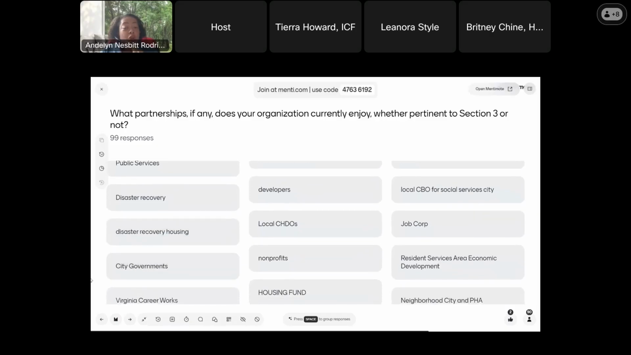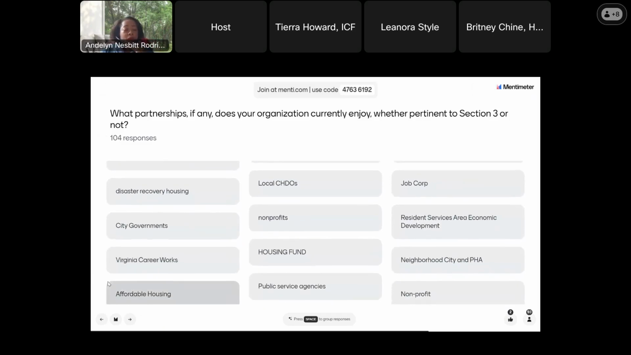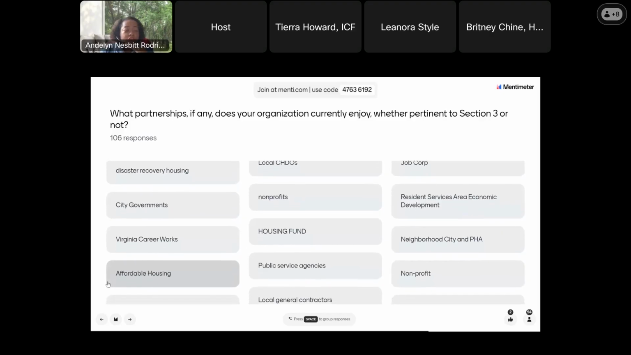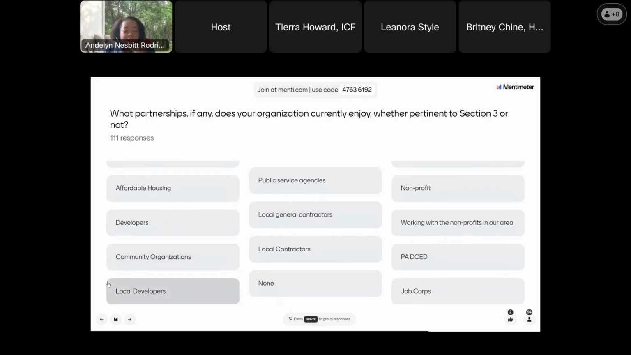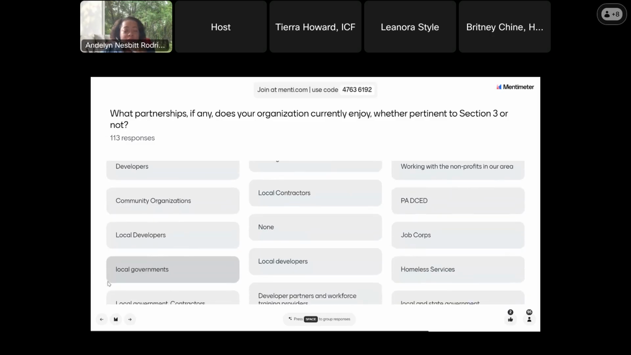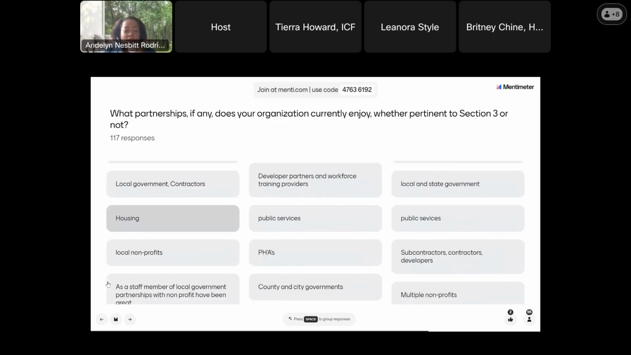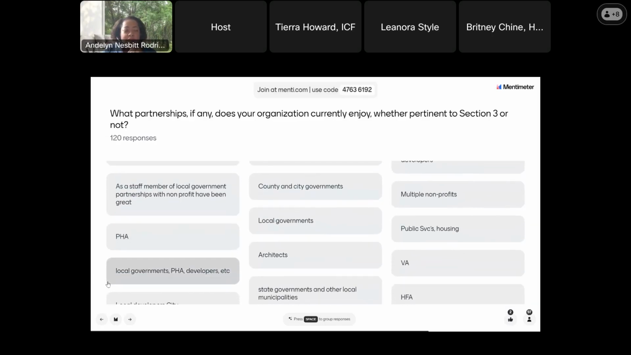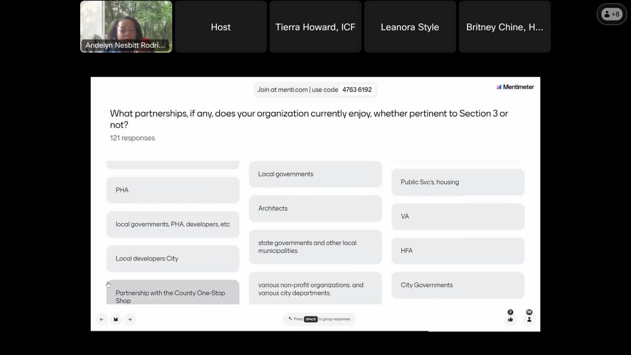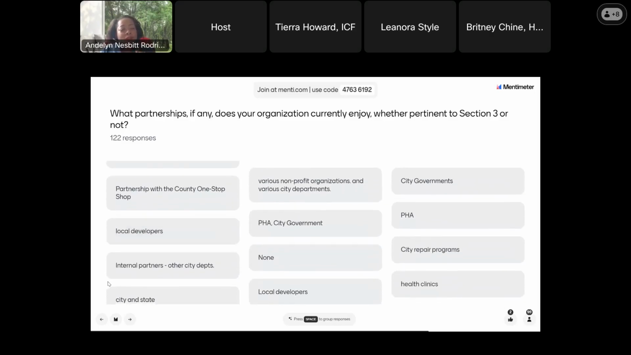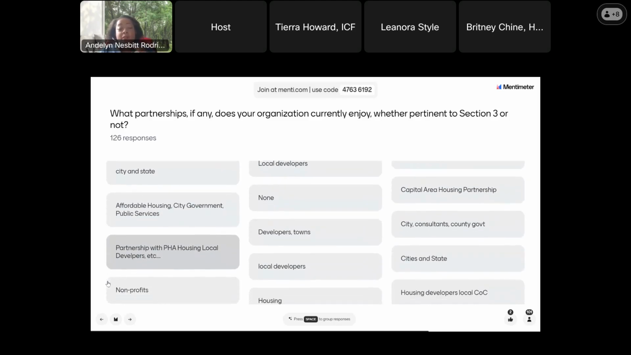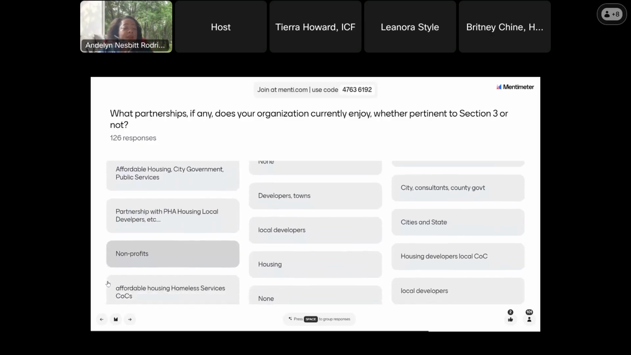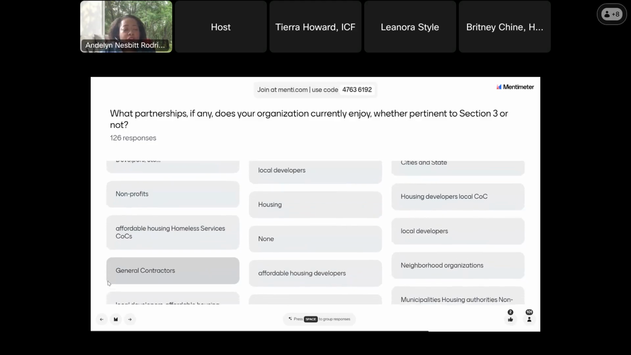Government, local CHODOs, absolutely. Job Corps, that's really interesting, especially for Section 3. I can see where that would be really helpful with Section 3. Virginia Career Works, fabulous. Housing Fund, right. Local contractors, Job Corps, fabulous. Thank you all so much. Really good information here, and maybe someone will see this and say, you know what, we do have a really good Job Corps or YouthBuild program or this. I see city consultant, city government. Maybe you're with the PHA and you say, you know what, we should strengthen our partnership with the city.